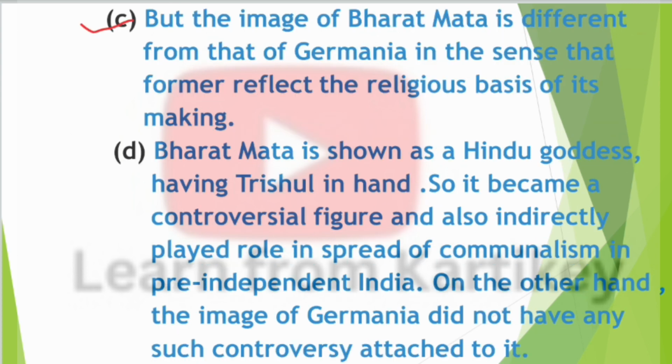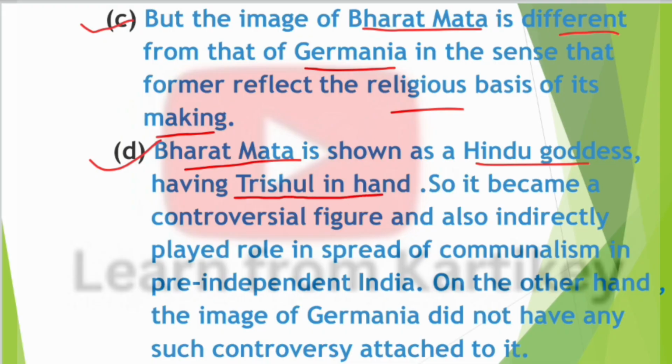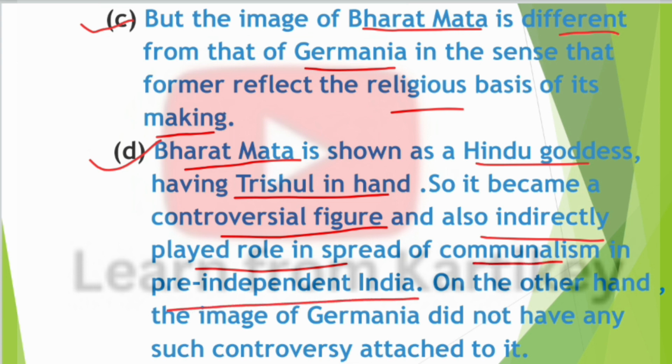Third point: but the image of Bharat Mata is different from that of Germania in the sense that the former reflects the religious basis of its making. Fourth point: Bharat Mata is shown as a Hindu goddess having a trishul in hand, so it became a controversial figure and also indirectly played a role in the spread of communalism in pre-independent India. On the other hand, the image of Germania did not have any such controversy attached to it.